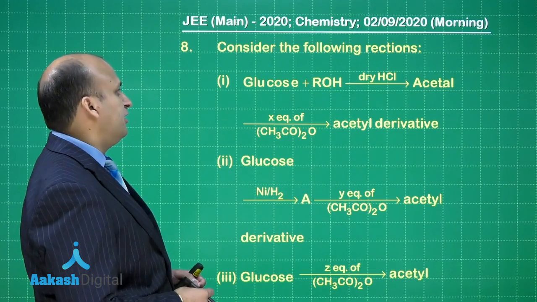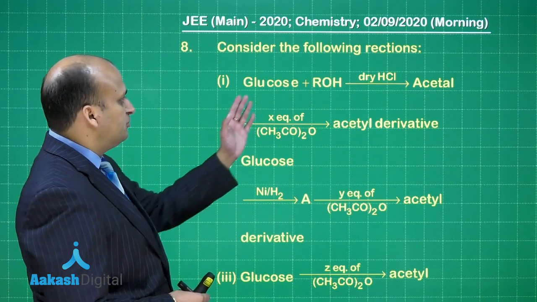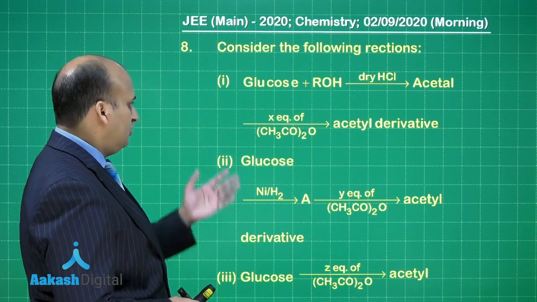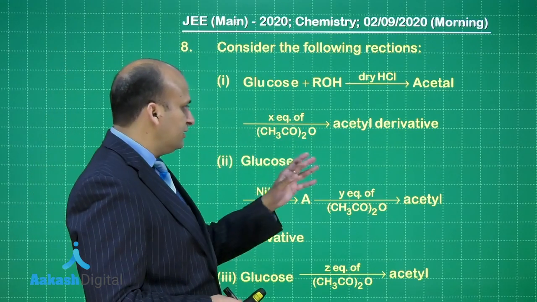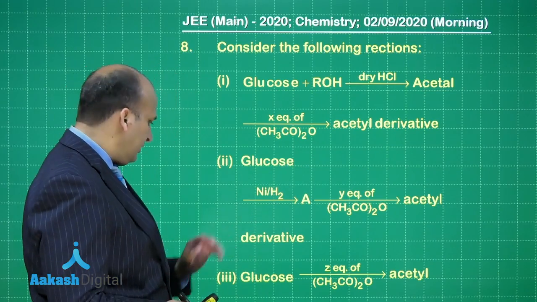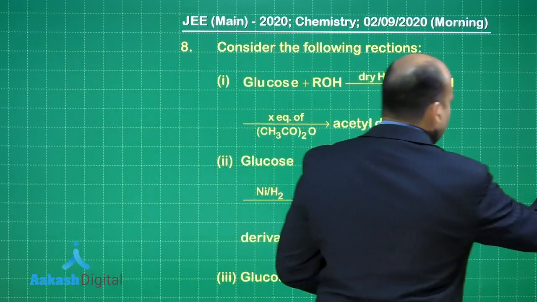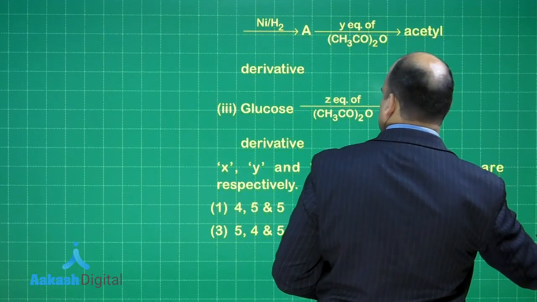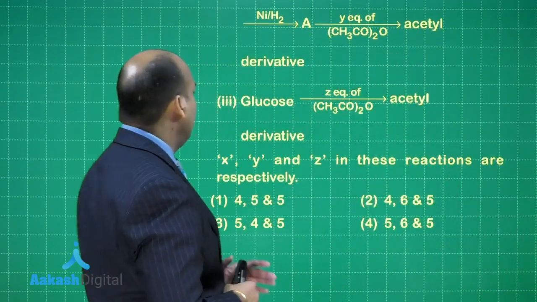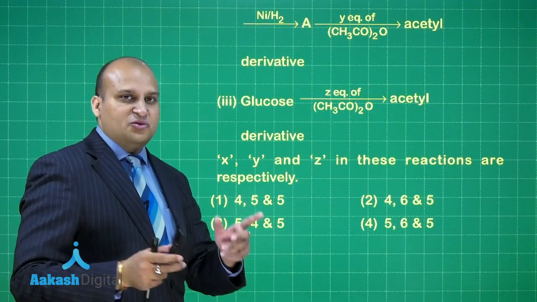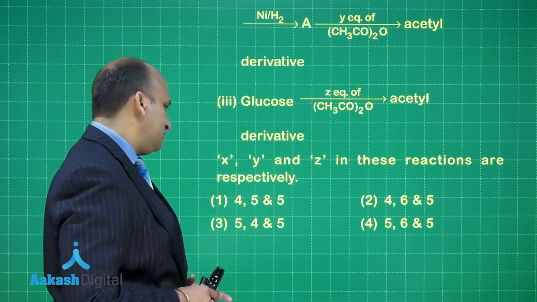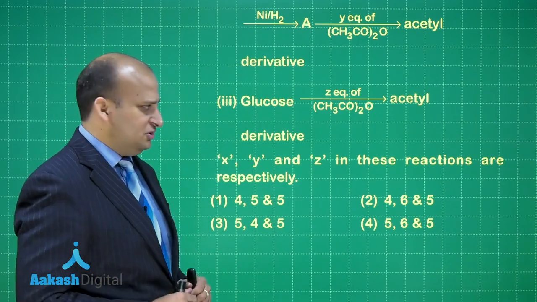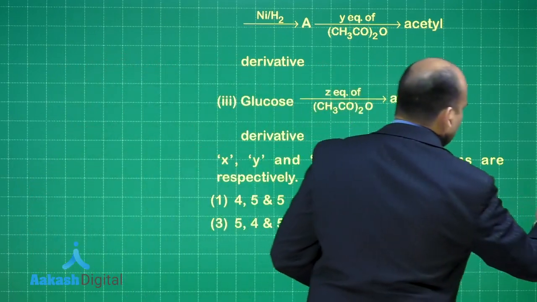Next is: consider the following reactions. Glucose plus alcohol gives acetal. You are using some X equivalent of acetic anhydride to get an acetyl derivative. Here also you are getting an acetyl derivative, and in the third one also you are getting the acyl derivative. You have to find out how many equivalents of acetic anhydride you are using in these reactions respectively. Nice question. Let's see how to do it.